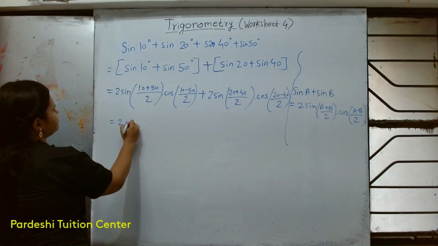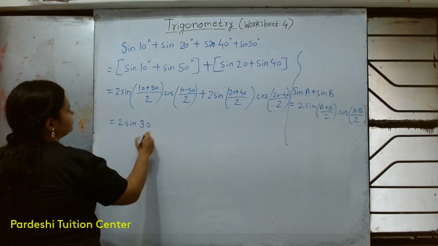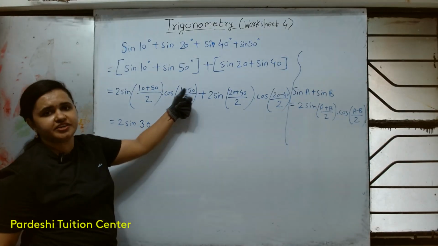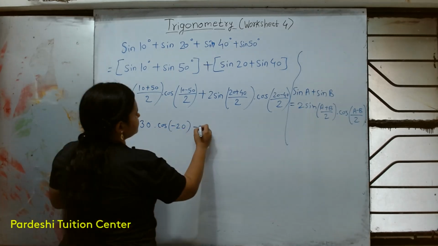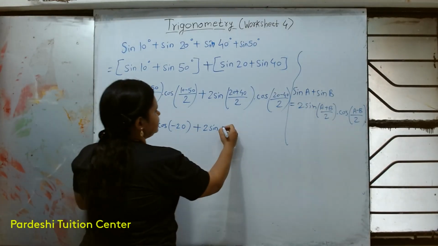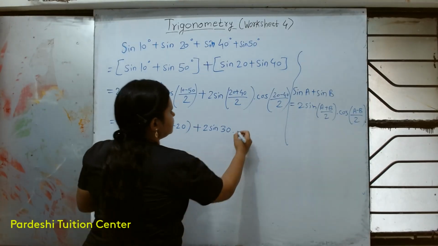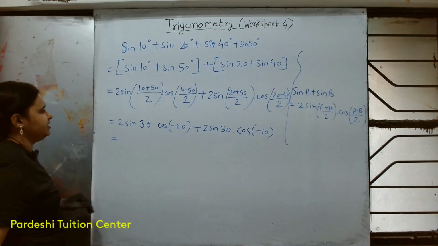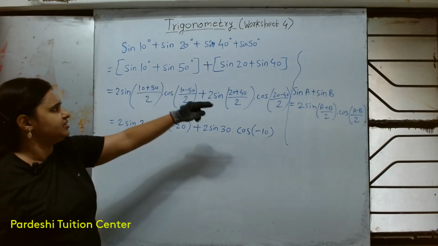So 2 sin of 10 plus 50 is 60, 60 by 2 is 30. Okay, cos of 10 minus 50, that is minus 40 by 2. So it will be cos of minus 20, plus 2 sin of 20 plus 40 is 60, 60 by 2 is 30. Cos of 20 minus 40, that is minus 20 by 2. So it will be cos of minus 10. Again, here it was sin 30, so we can easily calculate the value. That's why I have taken 10 plus 50 and 20 plus 40.